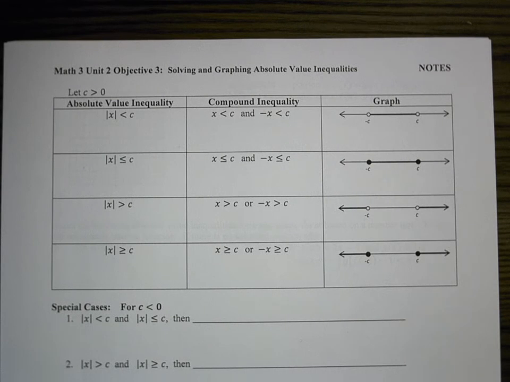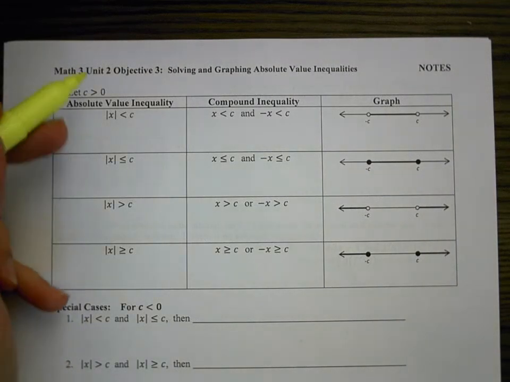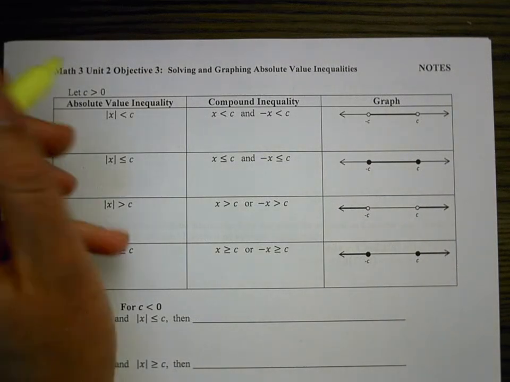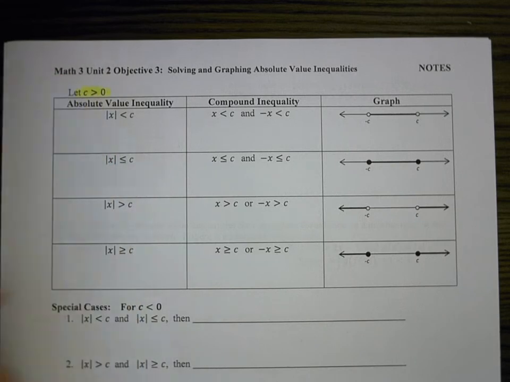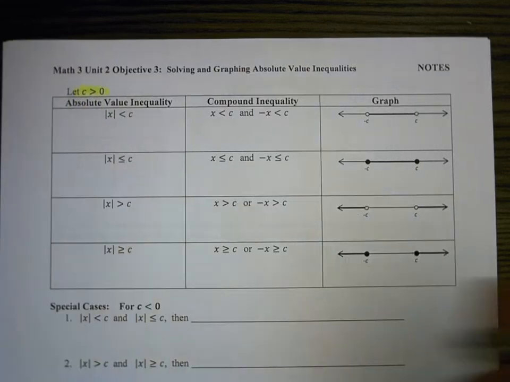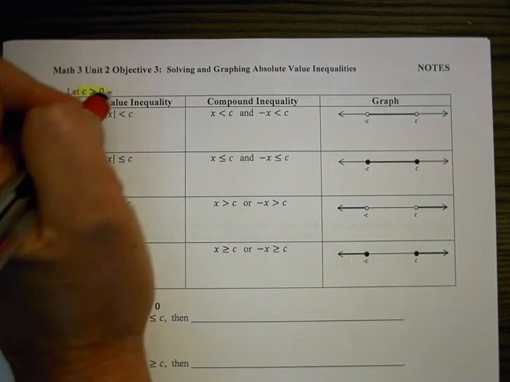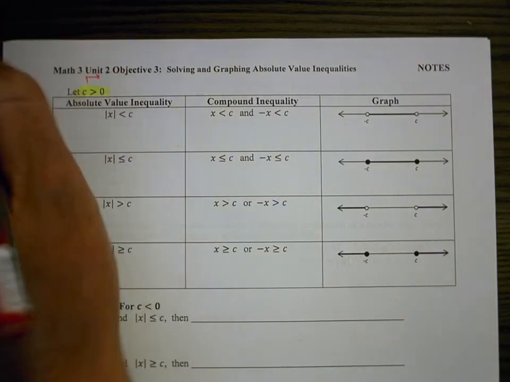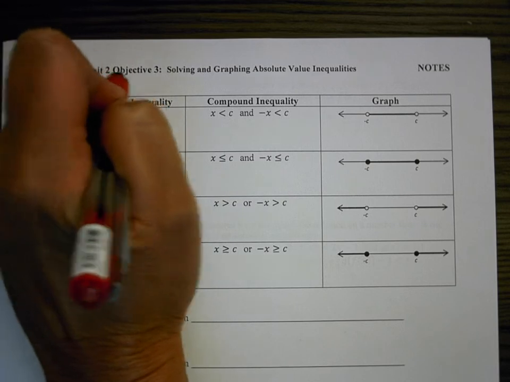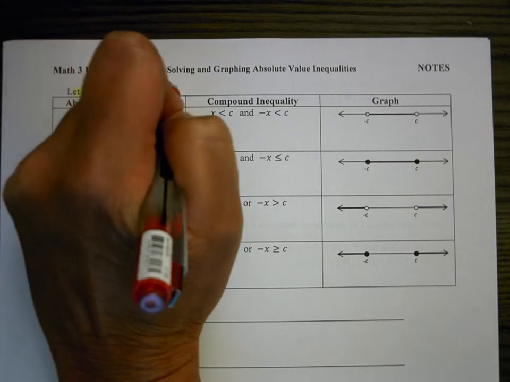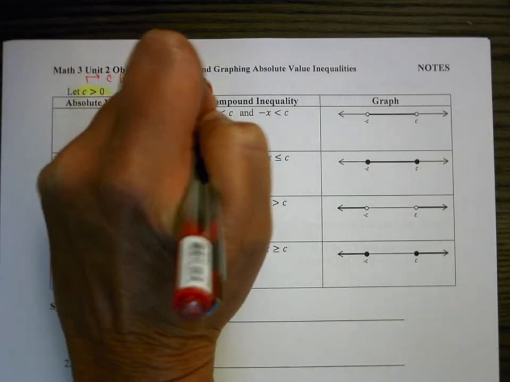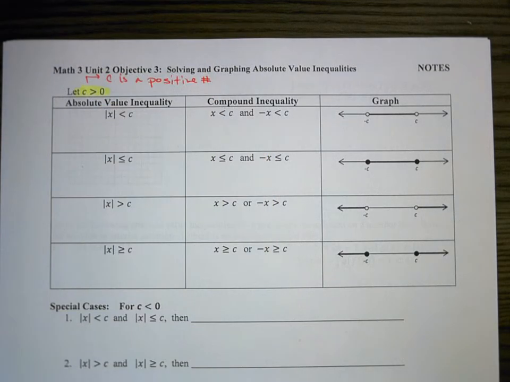Okay, so let's go over a couple of things here. The first thing we're going to take a look at is just some situations. The important thing that we're looking at is if C is greater than 0. That would just mean if C is positive, right? So if we have the inequality where C is positive, that just means that C is a positive number. So we'll make sure that we're always paying attention to that part.